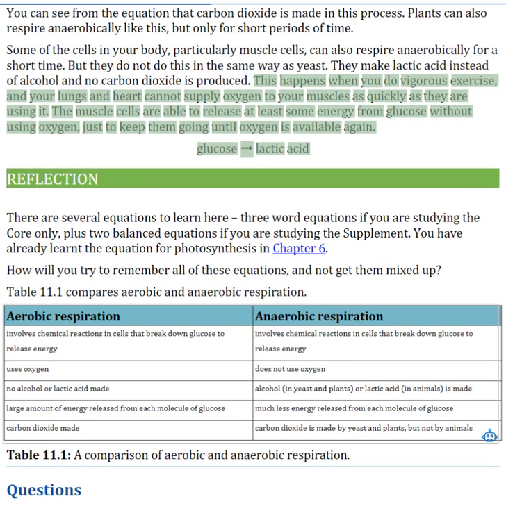This happens when you do vigorous exercise, and your lungs and heart cannot supply oxygen to your muscles as quickly as they are using it. The muscle cells are able to release at least some energy from glucose without using oxygen, just to keep them going until oxygen is available again. Glucose gives lactic acid.